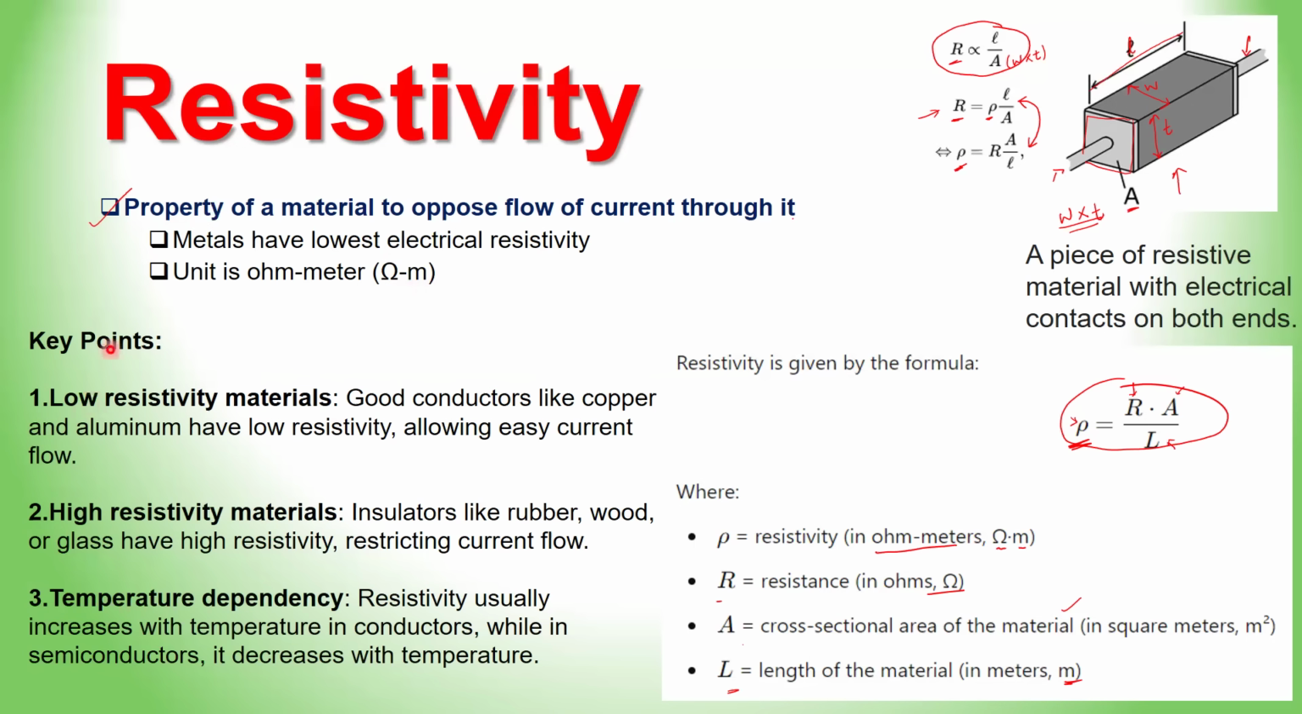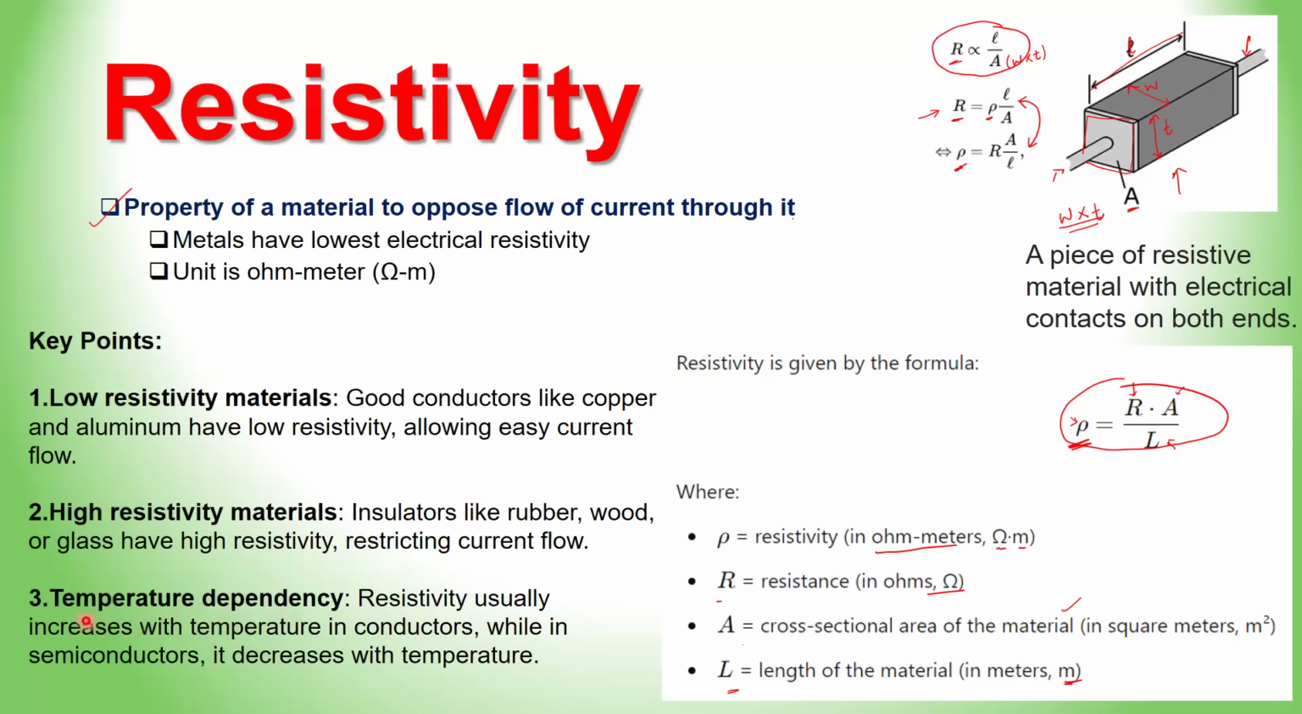Okay, so there are a few key points that we will remember here. Low resistivity materials such as metals are all good conductors. For example, copper and aluminum have low resistivity. It means they allow an easy passage of current through them. Then you have high resistive materials such as insulators, for example rubber, wood, or glass. They all exhibit a high resistivity. That means current flow through them is hindered. Depending on whether it is a metal or an insulator, they have their specific resistivity given by this letter rho.